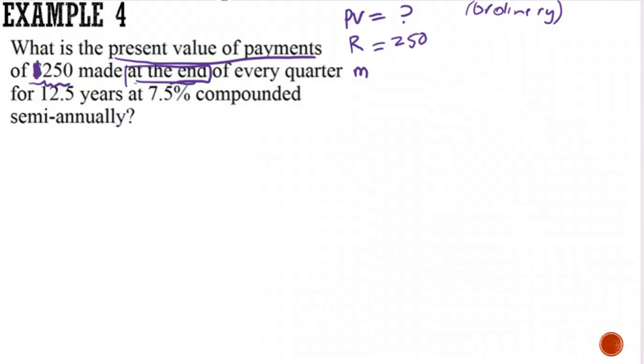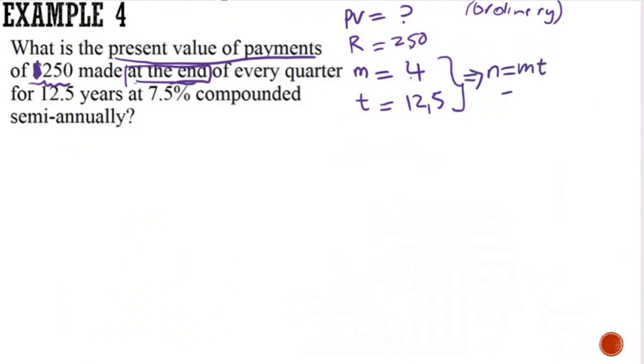The payments are made quarterly, and you are told the time is equal to 12.5. So this implies that your N is equal to MT, which is 12.5 multiplied by 4, which is equal to 50. That's how you get your N.